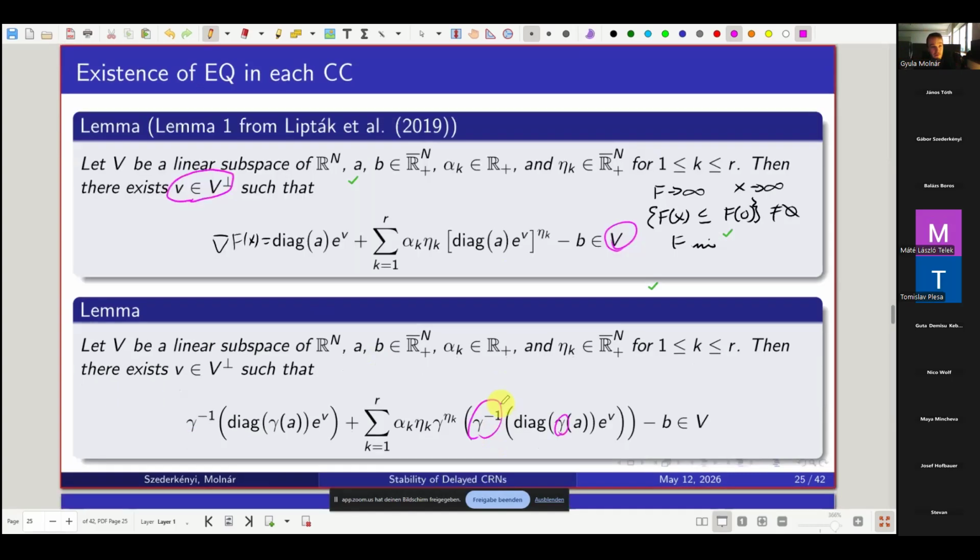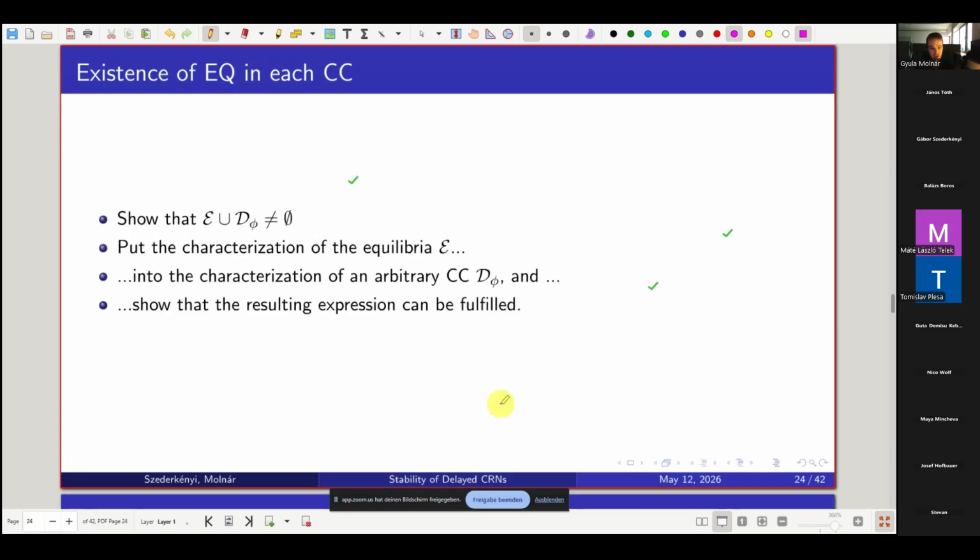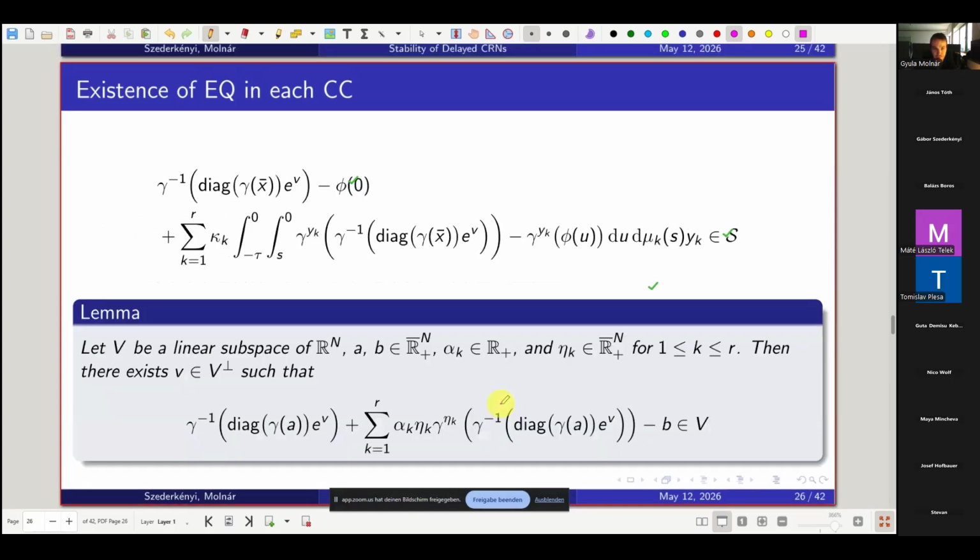So let's not forget where we were. We were trying to prove that there's at least one equilibrium point inside each compatibility class. So we said that we would put the characterizations into each other. So here it is, and I left our lemma, or our take on the lemma, here so that later I can reference it.